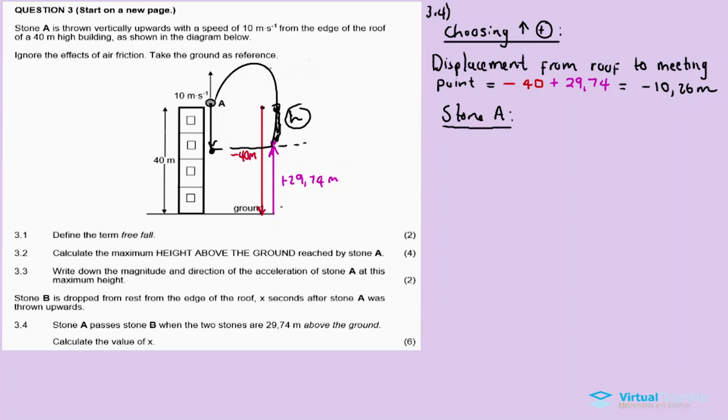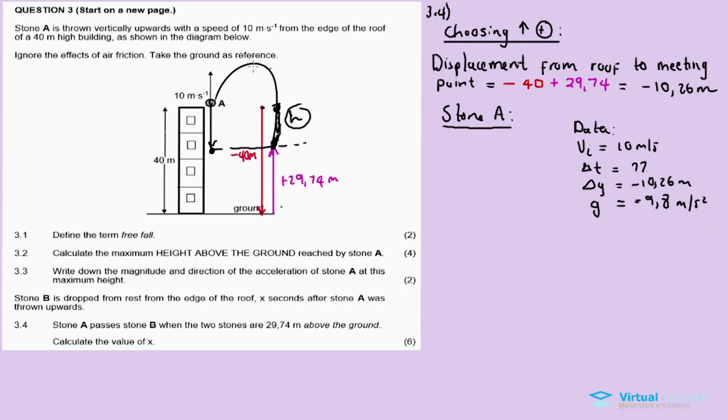Calculate the time taken by stone A. Let's keep the data first. The initial velocity is 10, and for now delta t is the time taken by stone A to come to this meeting point, and then delta y is the displacement, right? The displacement from where? From the edge of the roof all the way to the point where they meet. Displacement is from here to here.